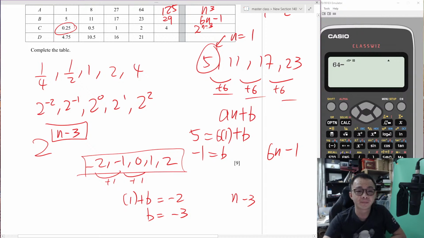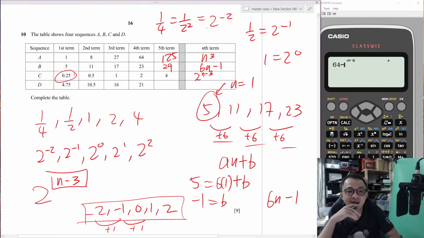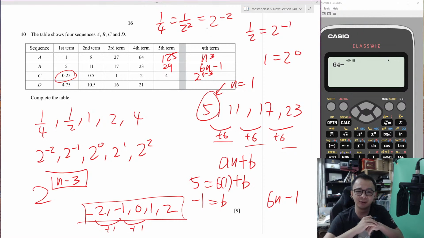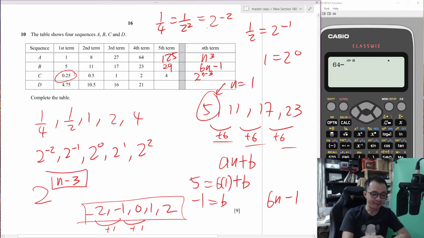Okay, excuse me sir, can we use the quadratic formula for sequences? Yeah, if you want, you can use the quadratic formula, but normally we seldom do that. Alright, then we go to D.